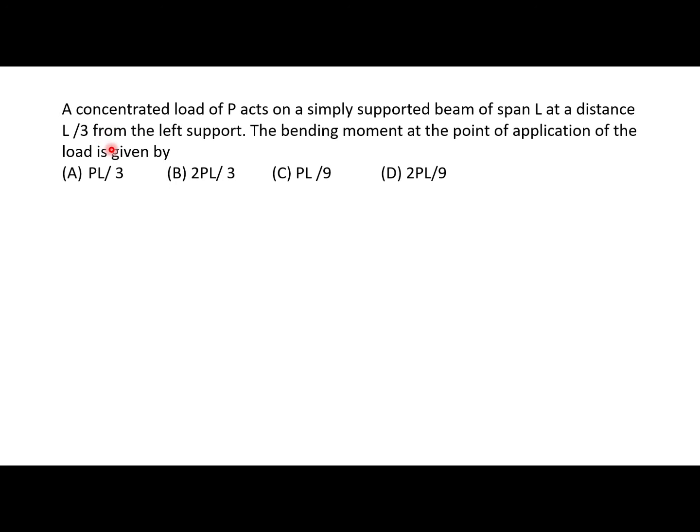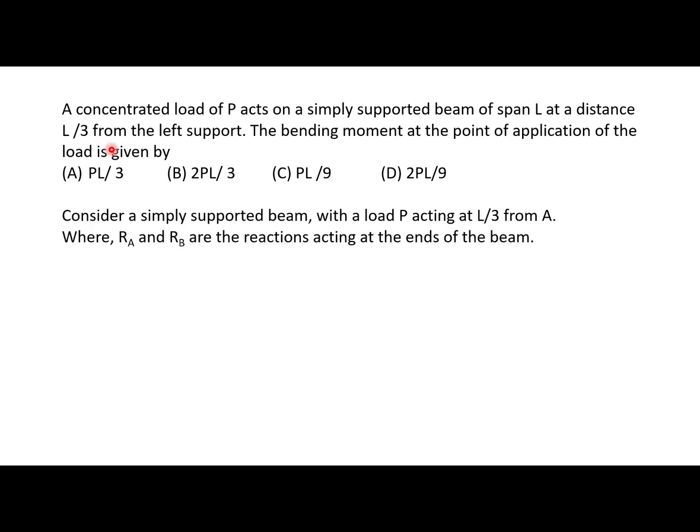So let us try to visualize how the beam will look. A simply supported beam has a load P acting at a distance L by 3 from the left support, like this. The complete length of the span of the beam is L, and the reactions at points A and B are RA and RB. Now, this is a very simple straightforward problem. For finding the bending moment at a particular point, we need to find the reactions RA and RB.